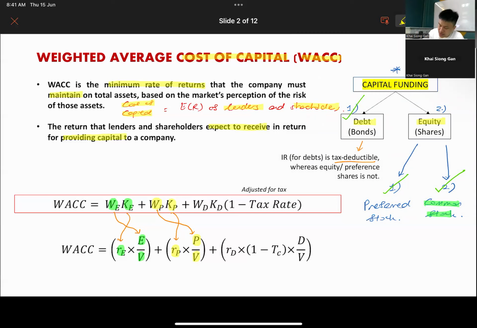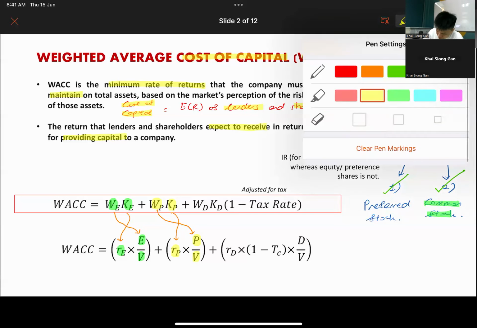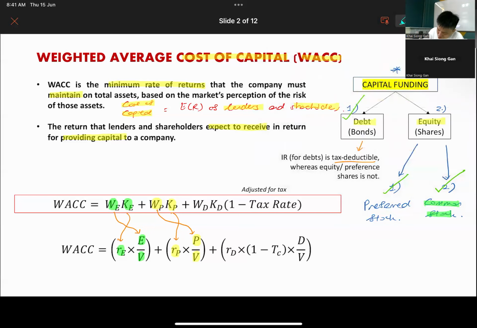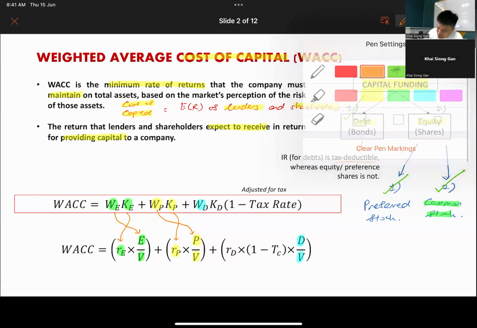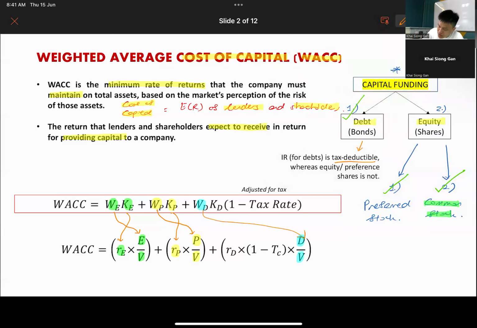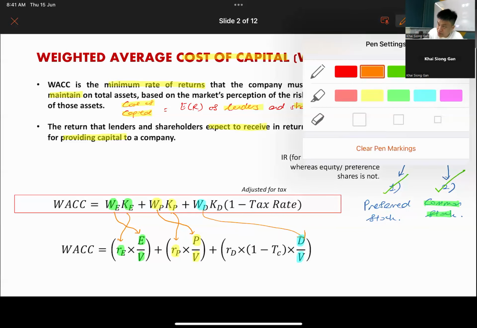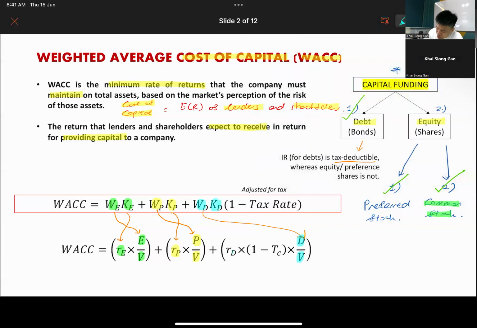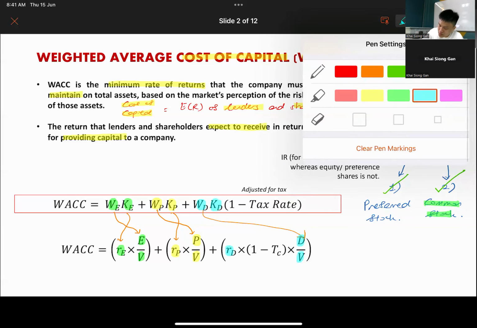And the last component is the debts. So you see we have three components in total, right? The last one is the debt. So I want to see the weightage of debts. That means I use the value of the debts that have been issued divided by the total value of the capital funding, times the cost of debts. Cost of debt is the returns of debts to the people who purchase the bonds. So cost of debts will be represented by the returns of debts.